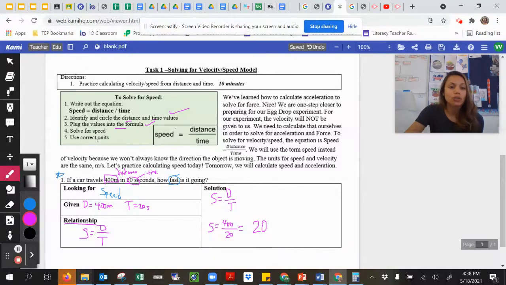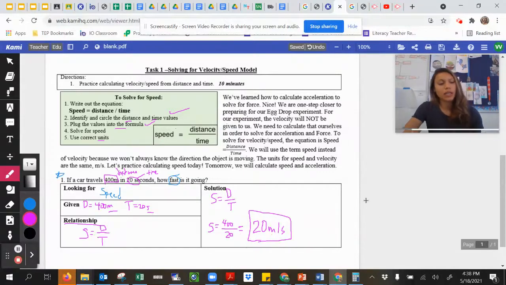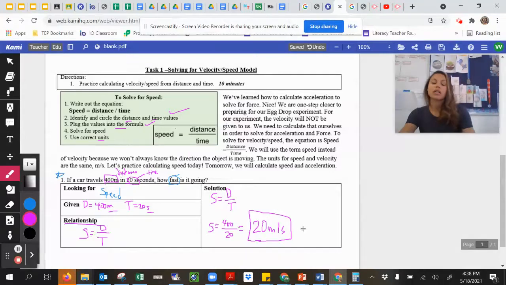No, you need to use the correct units. So the unit here is meters per second. For this year, we're always going to use meters per second. We're not going to convert kilometers or miles or anything of that sort. So just meters per second. Easy on you. All right?